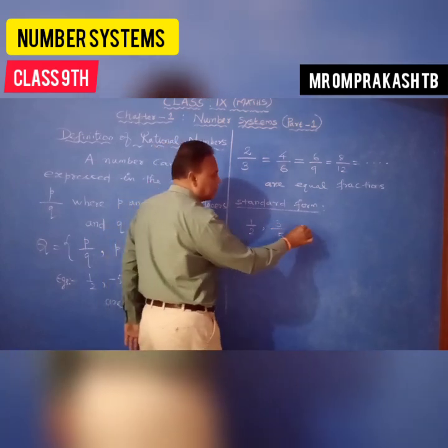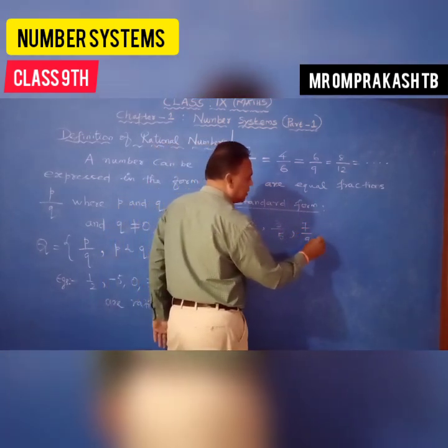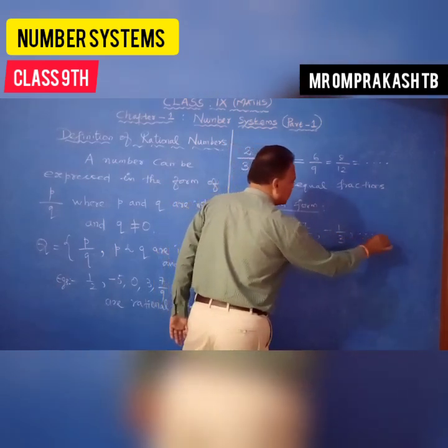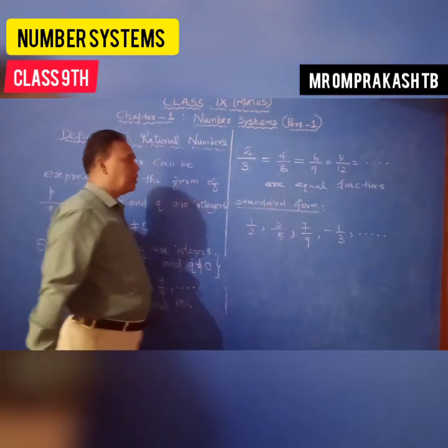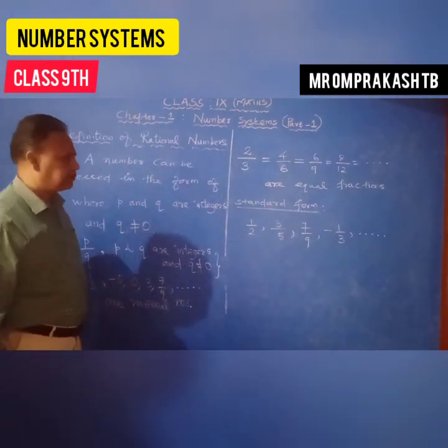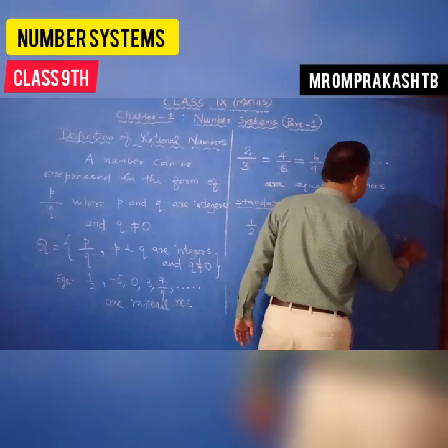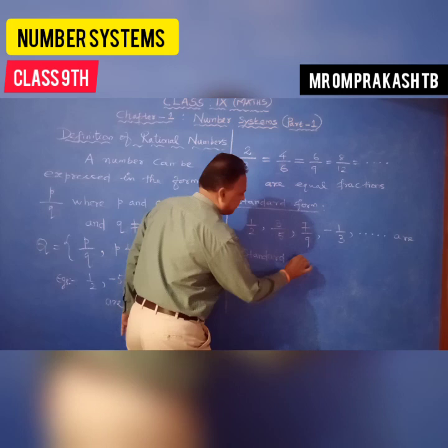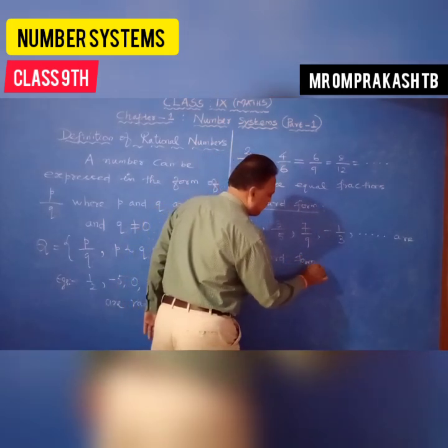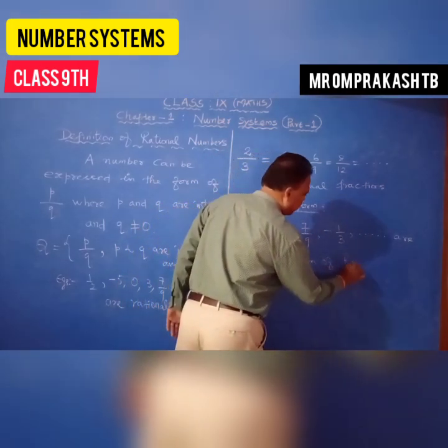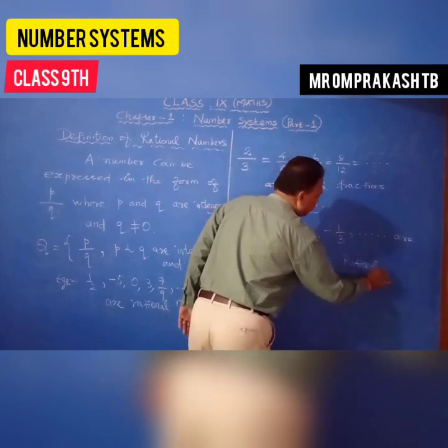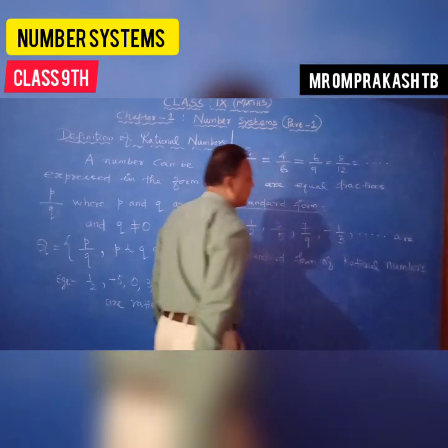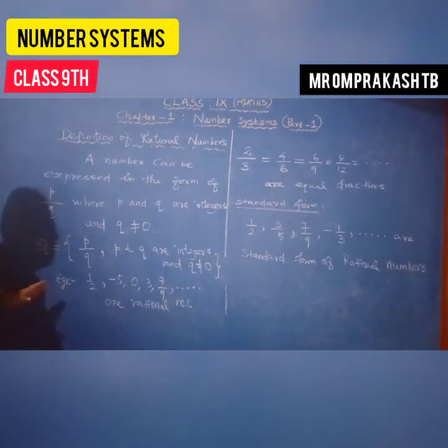That is 3 by 5, 7 by 9, minus 1 by 3, etc. These are standard forms of rational numbers. Understand?